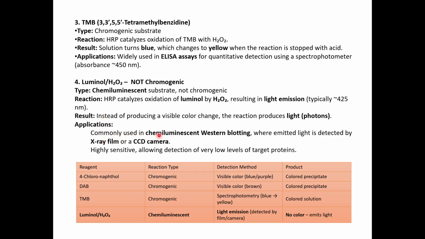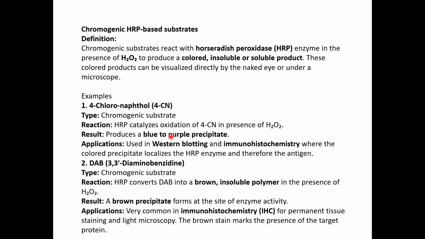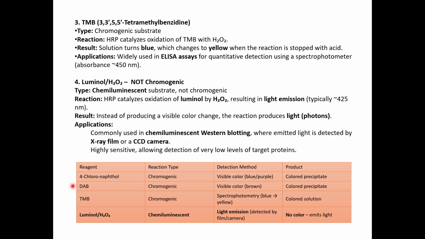So it is commonly used in chemiluminescent Western blotting, where emitted light is detected by X-ray film or a CCD camera. It is highly sensitive and it allows the detection of even very low levels of target proteins. So this was about luminol. So out of the three options, only luminol is not chromogenic. The remaining all are chromogenic.